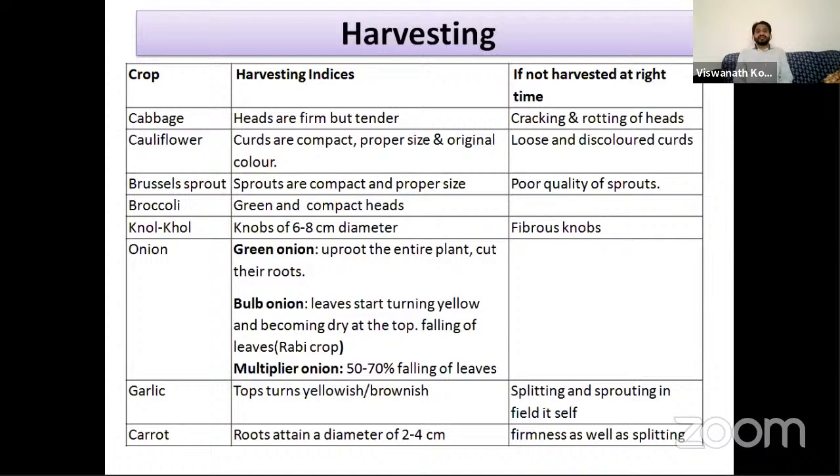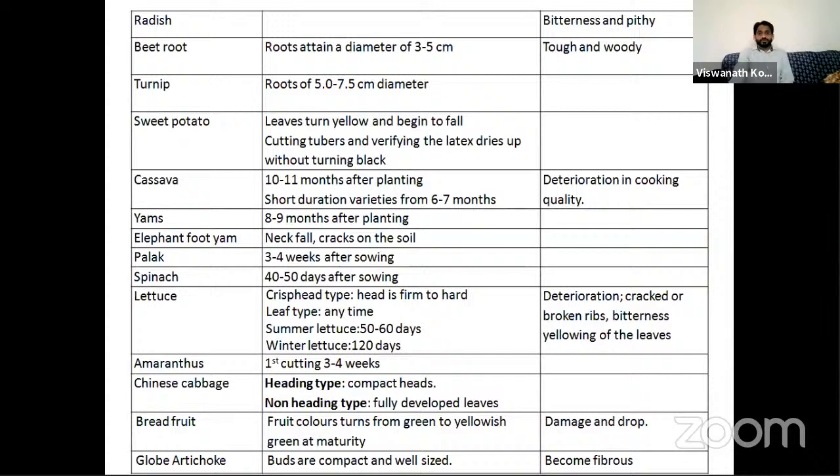In case of green onion, we can cut the shoots when they are ready. For carrot, the size of the root is 2 to 4 cm, beetroot 3 to 5 cm, turnip 5 to 7.5 cm, then sweet potato, cassava. Here it is important, elephant foot yam. Again, in elephant foot yam also neck fall is there. The above ground pseudostem falls down at the time of maturity. And if the soil is dry, we can observe cracks on the soil near the plant base. So cracks on the soil near the plant base is a harvesting indicator of elephant foot yam. This was a previous question. Likewise, you can see it for other crops also.